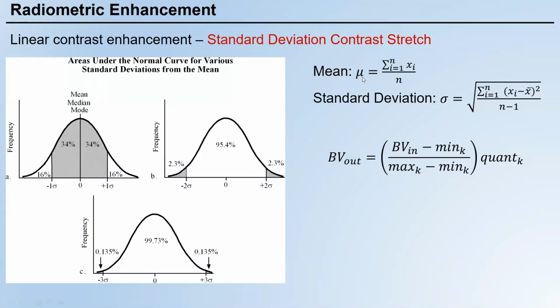So in order to calculate mu, or the mean value for an image, you need to calculate the sum of all pixel values and divide that result by the number of pixels in this image. That's the mean, right? Standard deviation is more complex, but here, again, xi is the brightness value of a pixel. X bar is the mean value of the whole image. N is the number of pixels in that image.